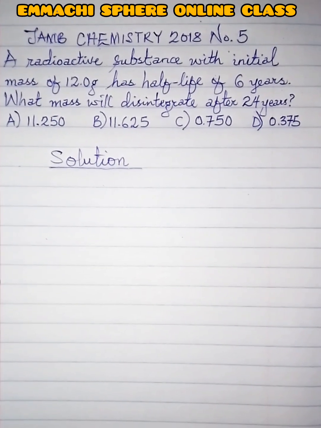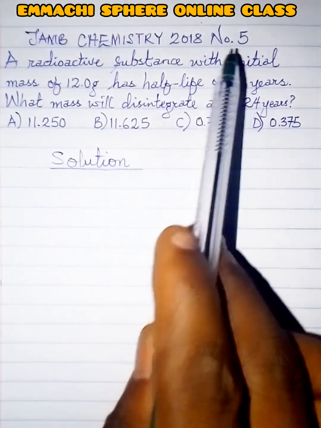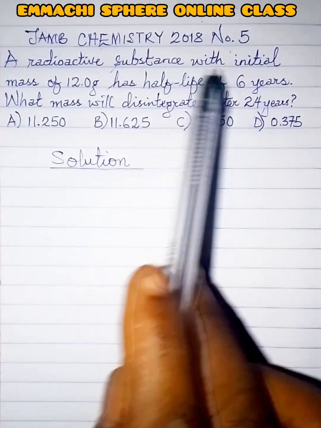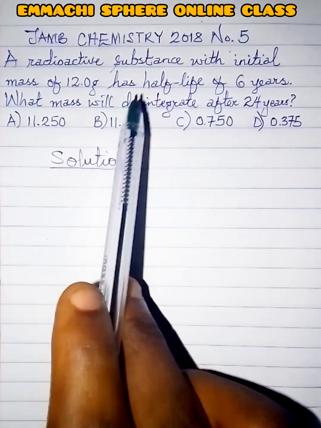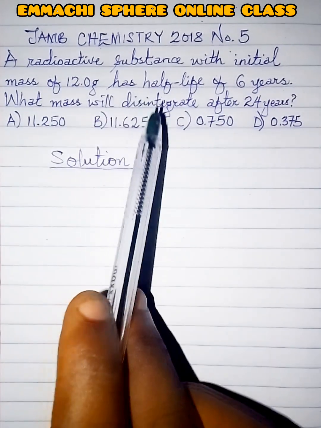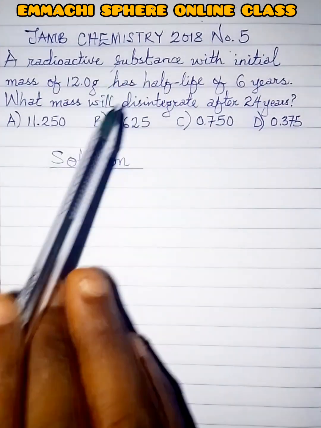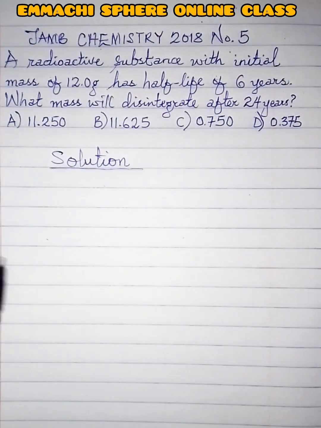Hello, let's solve this JAMB question. This is from JAMB 2018, number 5. A radioactive substance with initial mass of 12.0 gram has half-life of 6 years. What mass will disintegrate after 24 years? So we are going to solve and then we identify which of these answers is correct.